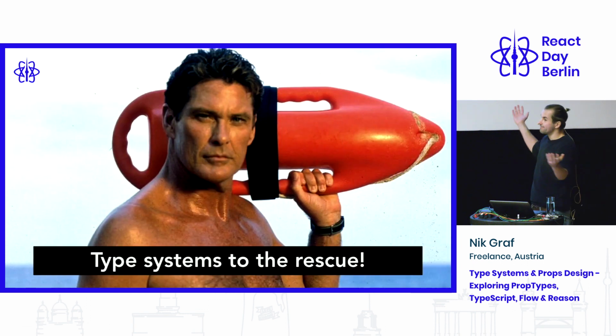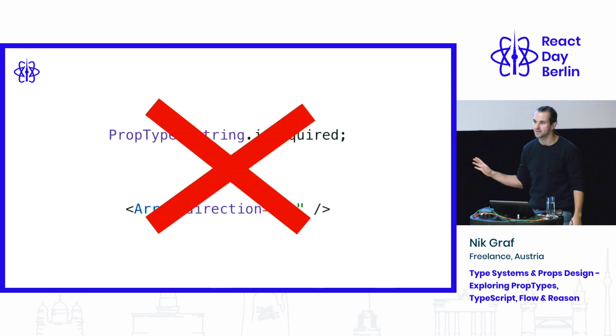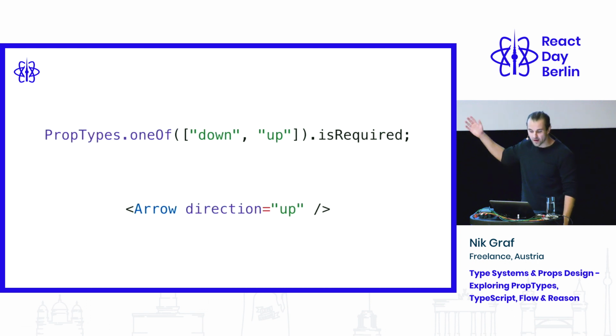Cool. So, what can we do? Type systems to the rescue. They can help us. So let's start off with PropTypes. PropType string is required. Cool. We want to make sure it's required. This doesn't help us at all. This is bad. Don't do this. If you want to limit it to a fixed set, then you can do this.